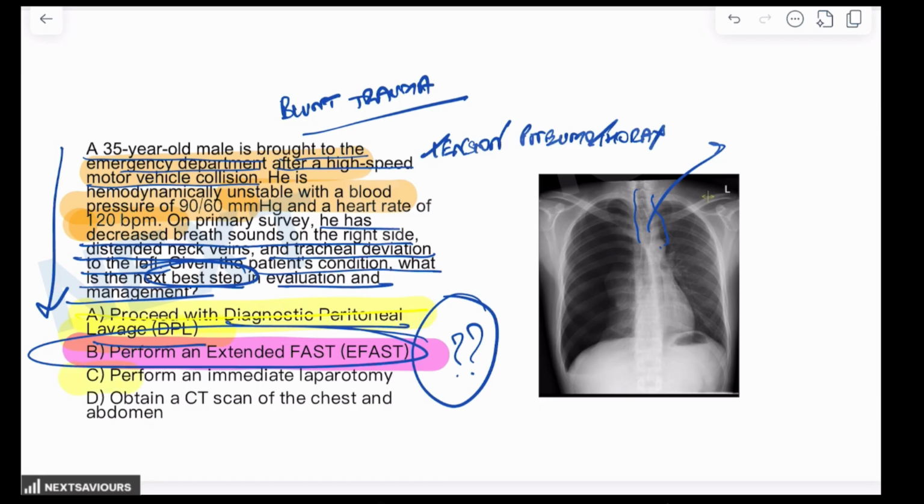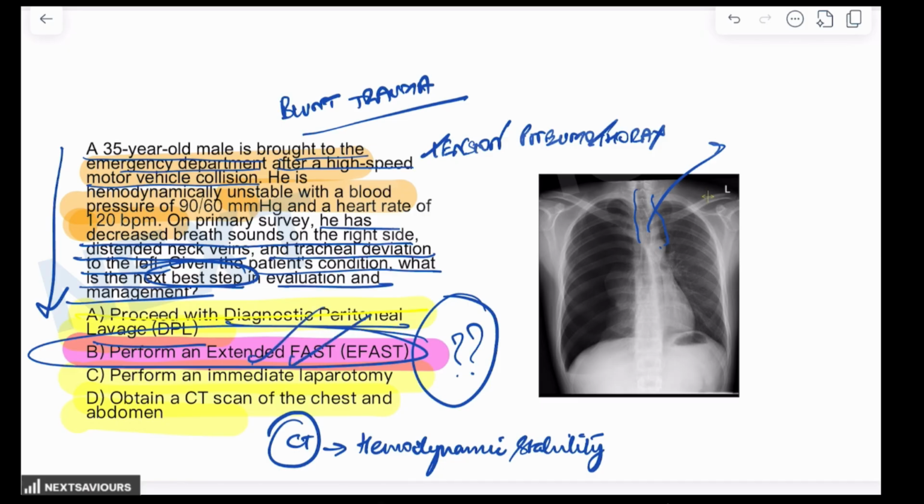Now, the next option is perform an immediate laparotomy. It is indicated for penetrating trauma with peritoneal signs or massive hemoperitoneum on FAST. But it has to be done as a therapeutic measure, not for diagnostic purpose. For immediate laparotomy, there are specific indications. First of all, you have to identify the possible injuries that the patient is suffering from, which is diagnosed on FAST. And finally, obtain a CT scan of the chest and the abdomen. Now, why not this? Because CT requires hemodynamic stability. And here in this scenario, the patient is unstable and needs rapid bedside evaluation and intervention. And that is why EFAST is the best answer for this particular question.